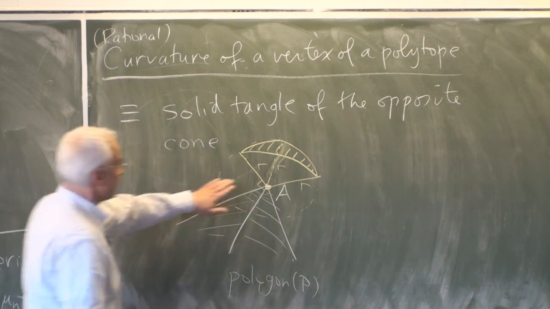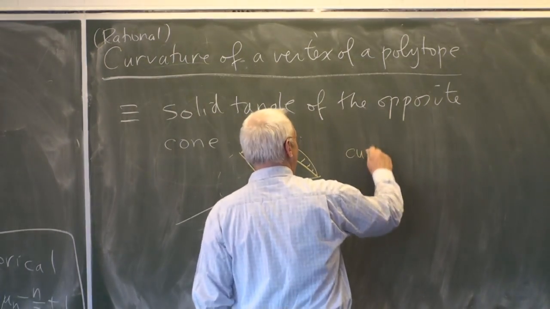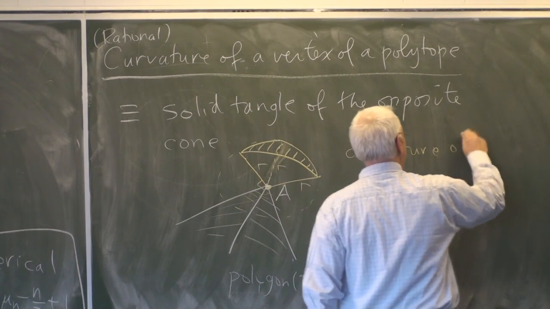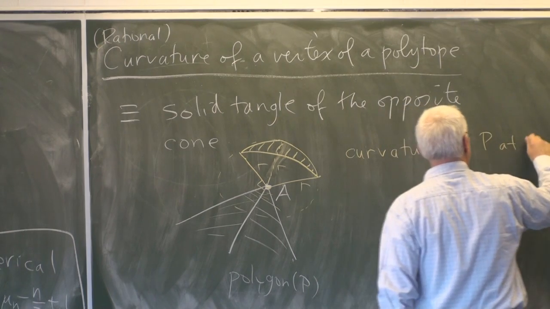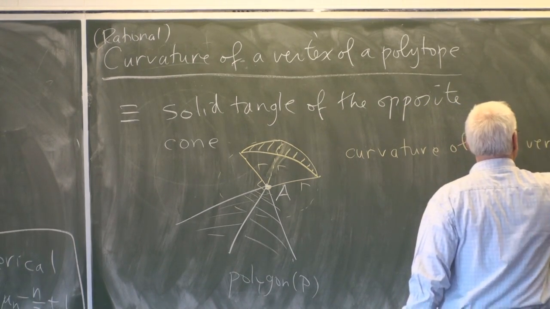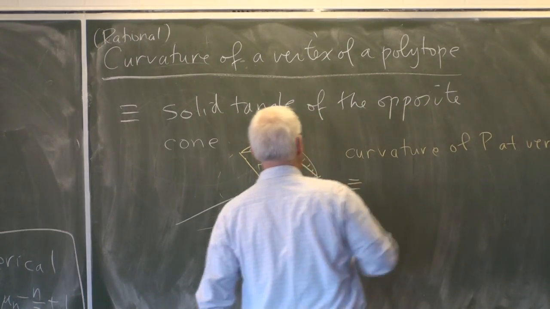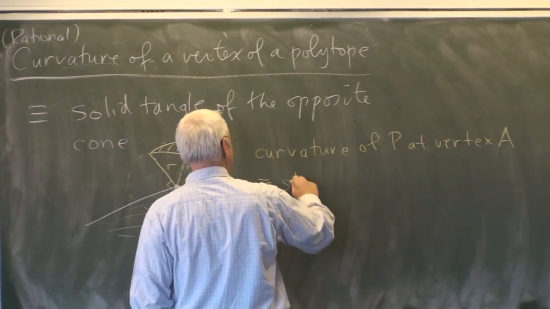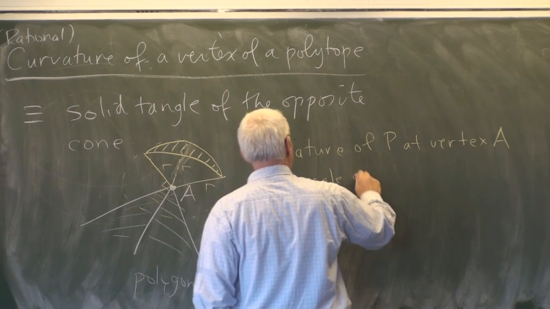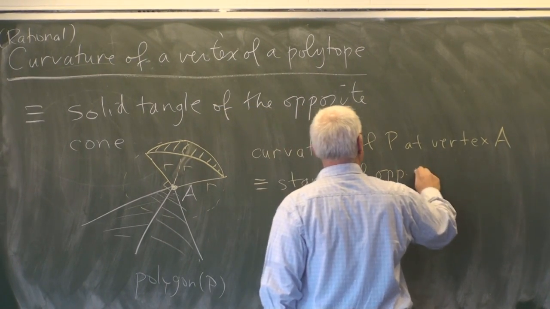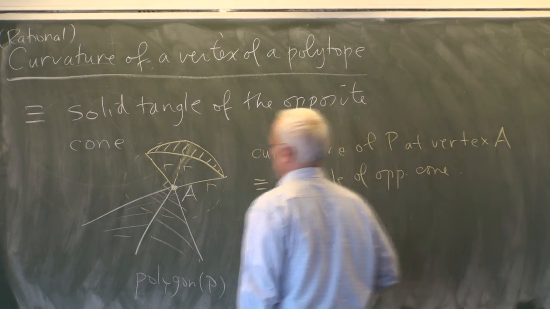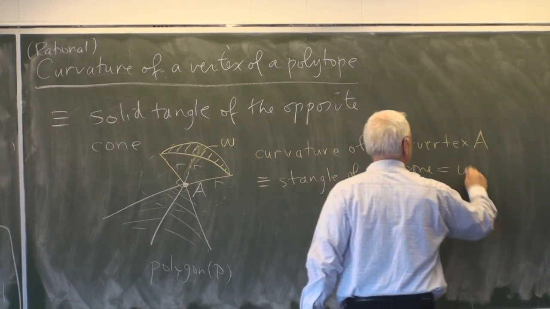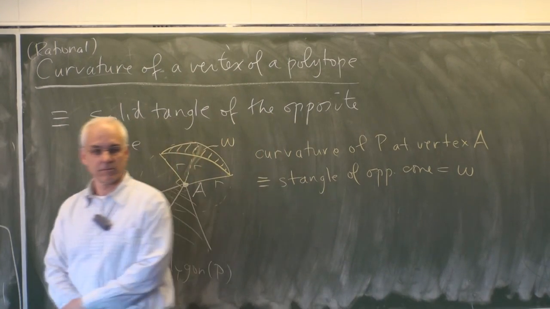Okay, so what we're going to say here is that the curvature of P at the vertex A is, by definition, the solid tangle of the opposite cone, namely what we're calling omega.